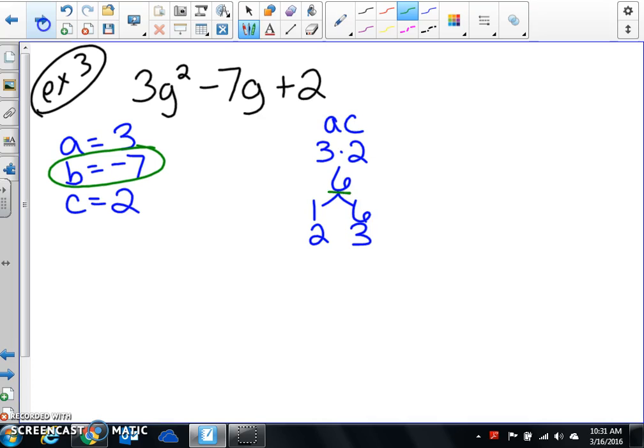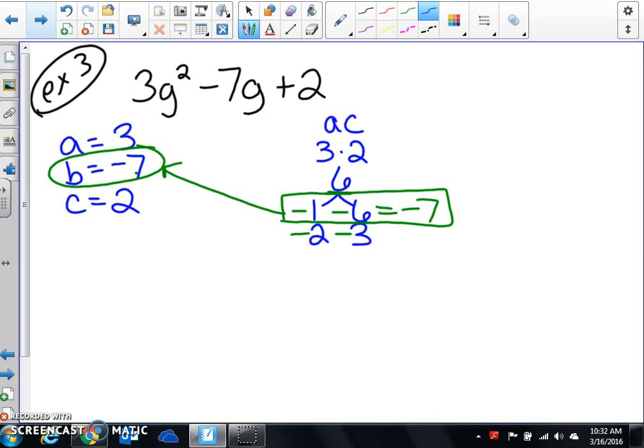So I have to have a positive 6, but I have to get to where they add up, it's negative 7. So I have to make these all negative. And the reason I have to do that is because negative 1 times negative 6 is a positive 6. However, negative 1 minus 6 is also negative 7, which is where I wanted to go, right?